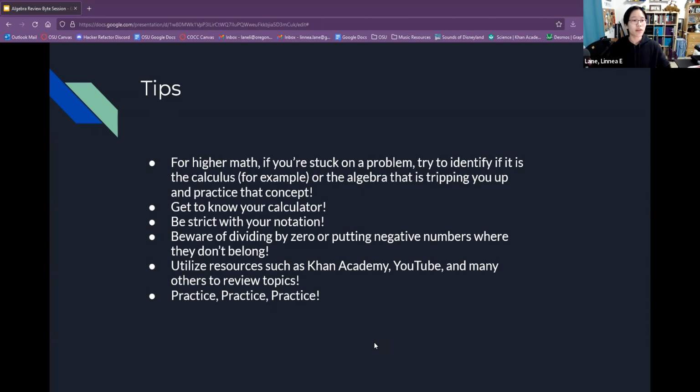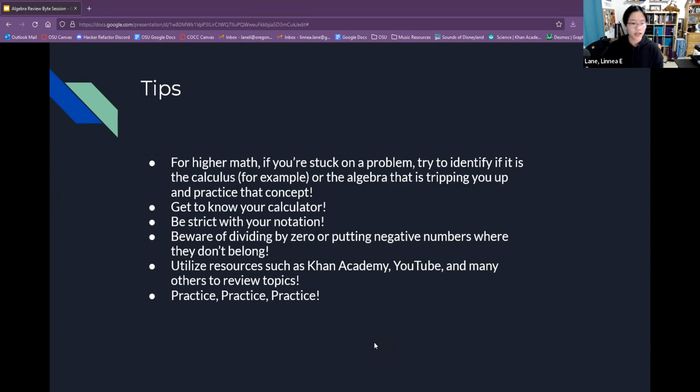Another thing is get to know your calculator. I wish someone had told me this earlier in my math career. But this machine that we're given has so many cool tips, tricks, and buttons. Know how you can store a variable, know where all your buttons are. It will speed you up, make you more efficient, and can maybe help you out of a tight situation. Who knows? But get to know your calculator.